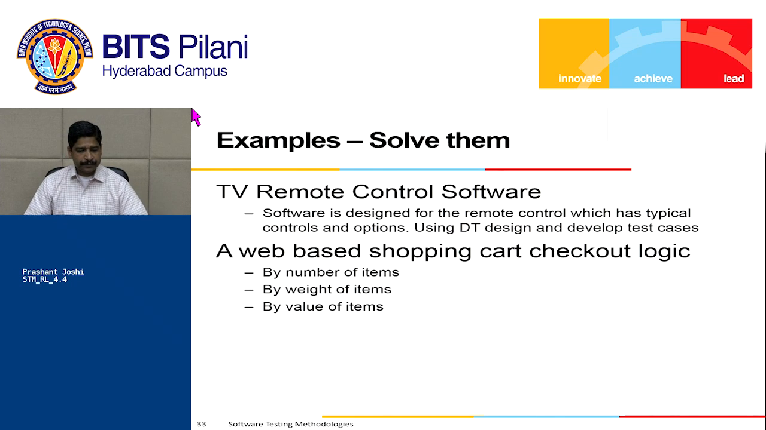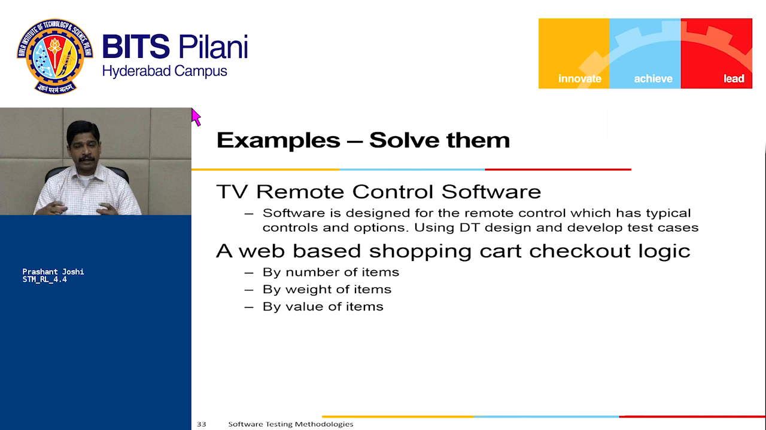So two examples. First one is a TV remote control software. This is software that is designed for the remote control, which has typical controls and options, using decision table design and develop test cases. That's what we want. While largely it would be commands, if you really see, on a typical television remote control, you would have on off for sure. In fact, it is one button that toggles.